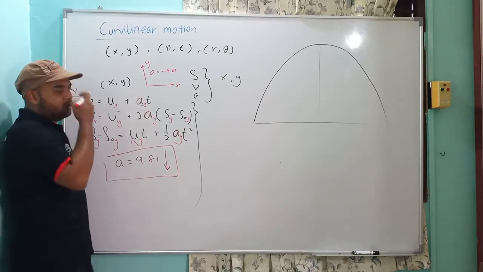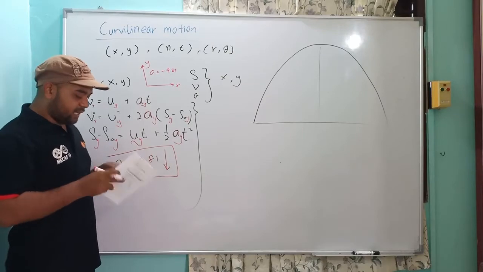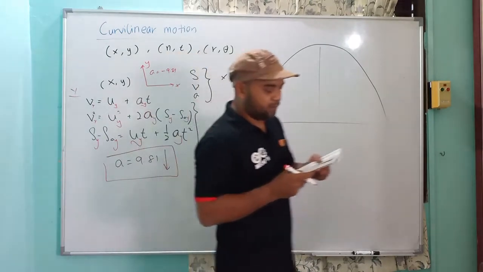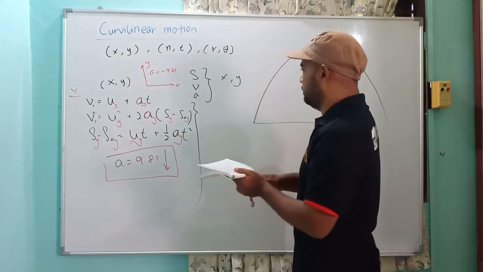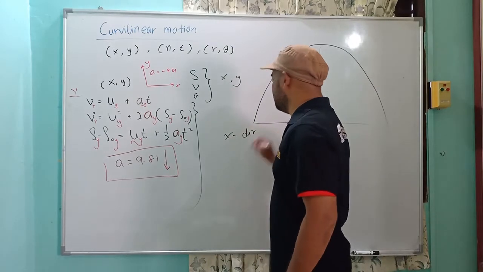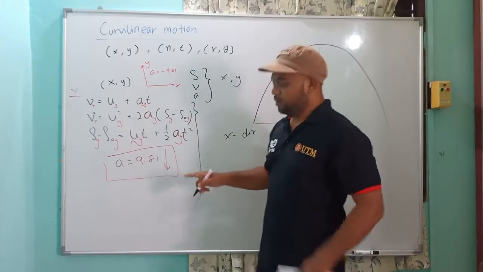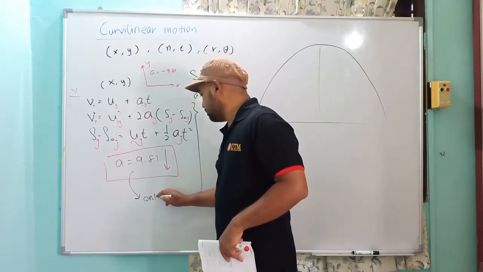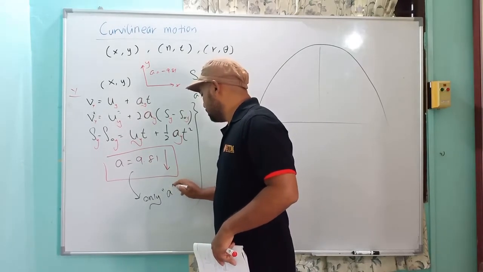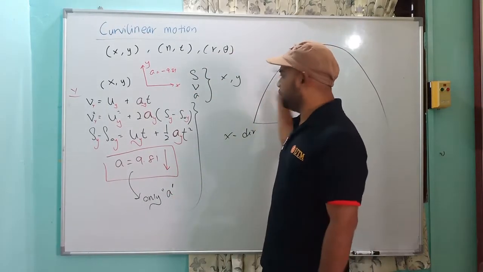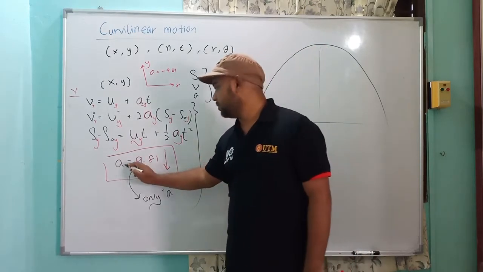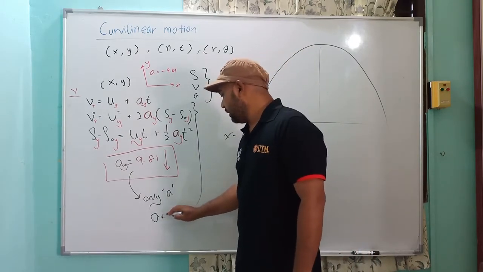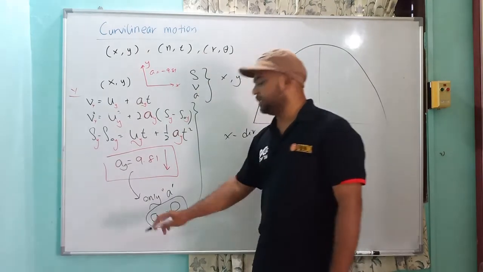Okay, acceleration. So if you take this one, we go to the y direction, and then the x direction. The other thing you should know here is that the only acceleration that exists for a projectile is in the y direction, meaning that ax equals 0. There is no acceleration in the x direction.